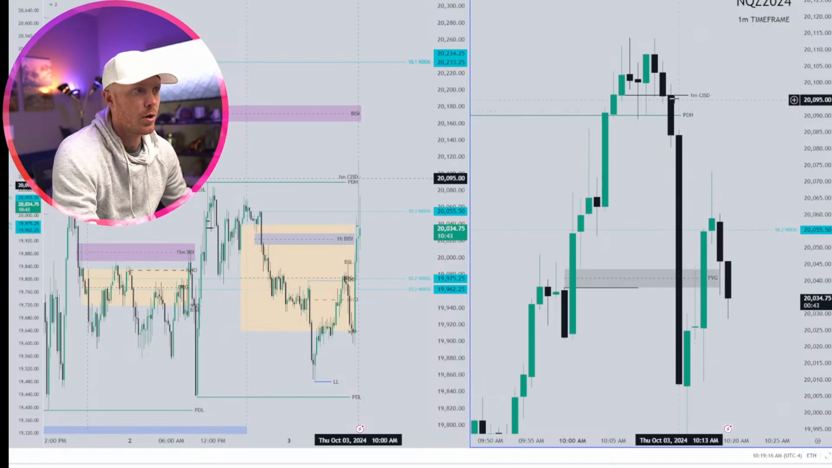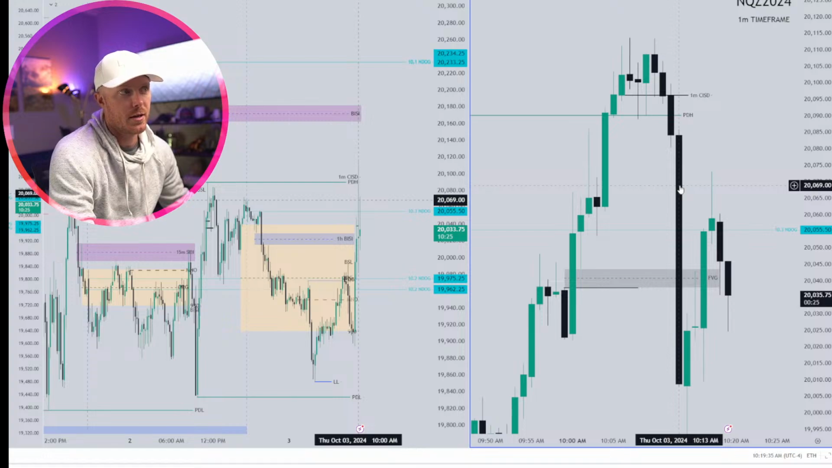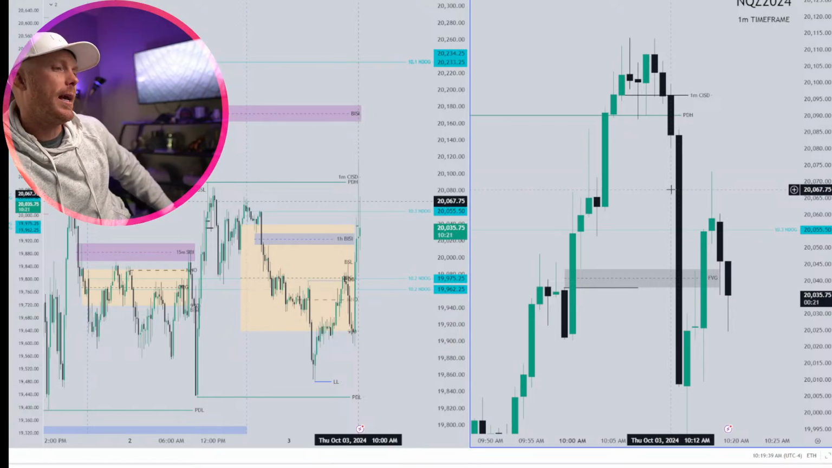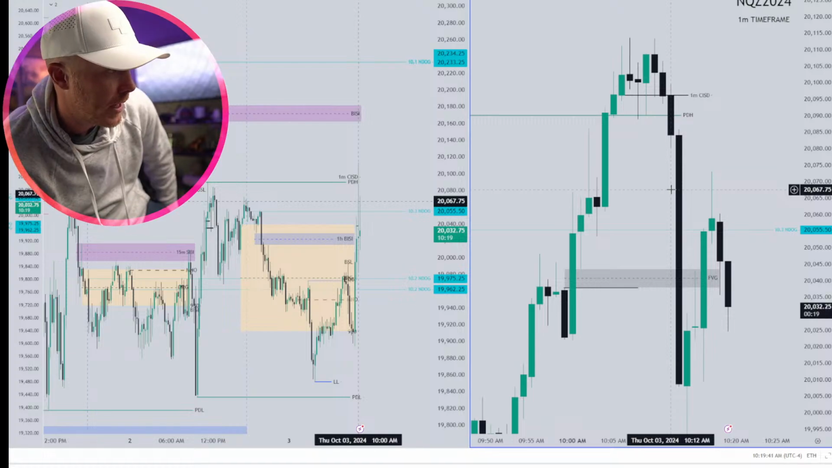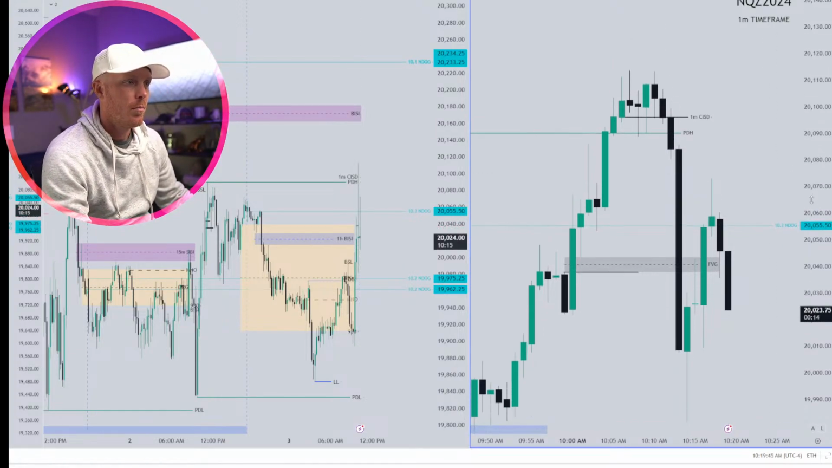I got in short as soon as the 10:10 candle closed below the opening price of the 10:06 candle. As soon as I closed it, we retraced for half a second and then just expanded lower. I did not expect this large of a candle. I mean, nobody does. Nobody can predict a candle like that. You can't, okay?